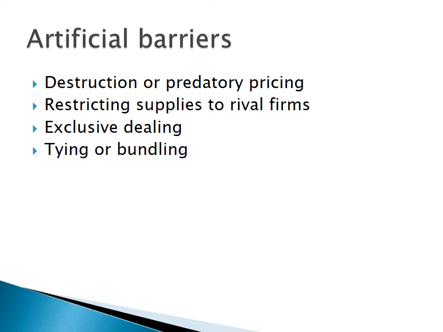The second point is restricting supplies to rival firms. New firms will only be able to enter a market if they can obtain supplies of a material. Existing firms in the same market with a dominant share can threaten to take their custom away from their suppliers if they supply their products to any new firms. Suppliers are likely to agree to this if they rely on the dominant firms for the majority of their sales.